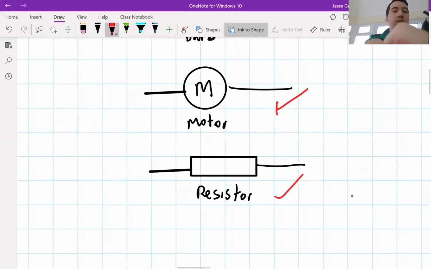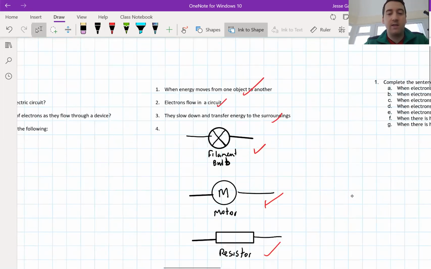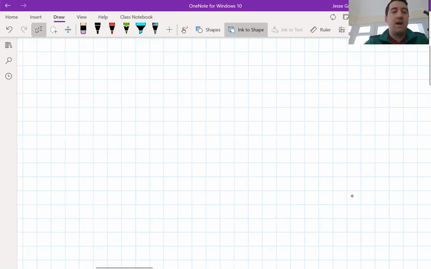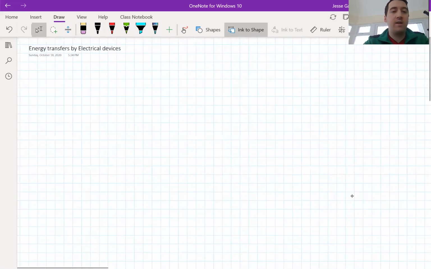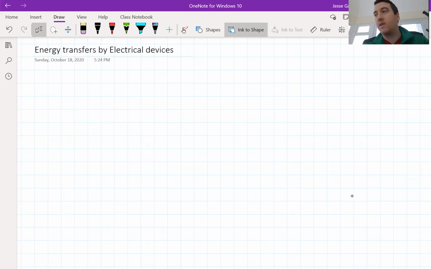Good. Now we're going to look at today's topic, where we're going to be looking at these devices, things like motors, bulbs, and resistors. And we are going to be considering the energy transferred by electrical devices. Now, like we just discussed and revised in those questions, and we learned in previous topics, when electrons pass through an electrical device, they slow down due to the resistance of the device.